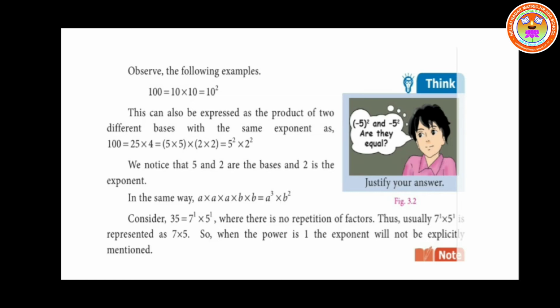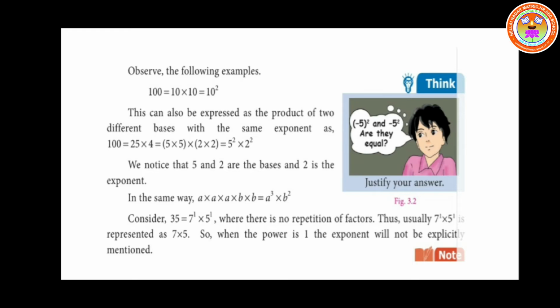Take 100. 100 can be written as 10 into 10, that is 10 square. This can also be expressed as a product of two different bases. What is the meaning of product, children? Multiplication. With the same exponent, 100 can be read as 25 into 4. 25 fours are also 100. Now here 25 can be expressed as 5 into 5, because 5 fives are 25, and 4 can be expressed as 2 into 2, that is 2 twos are 4.